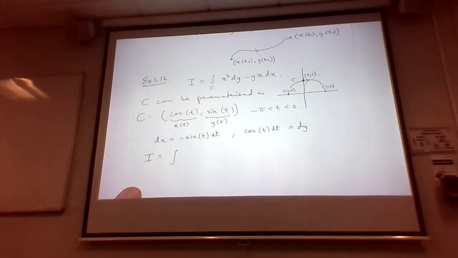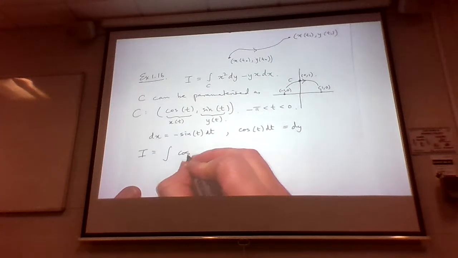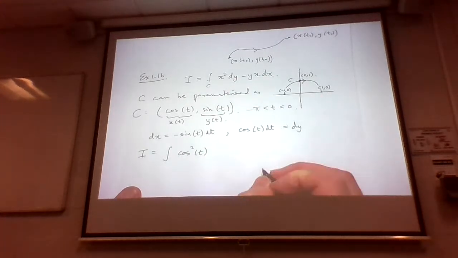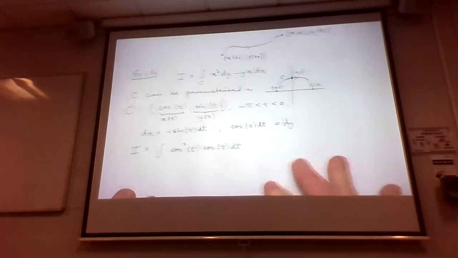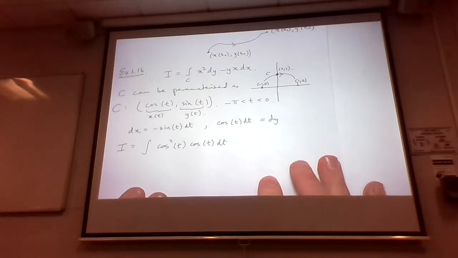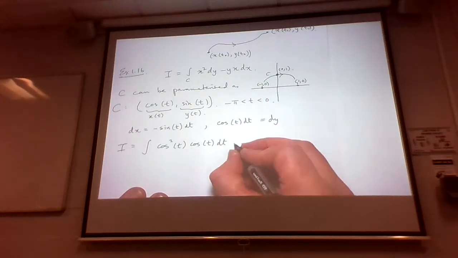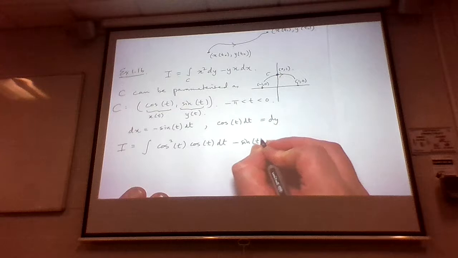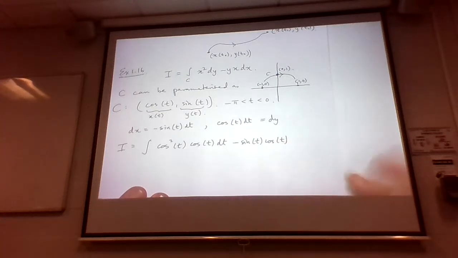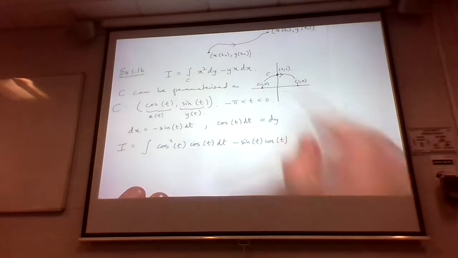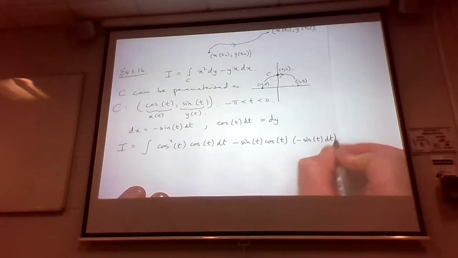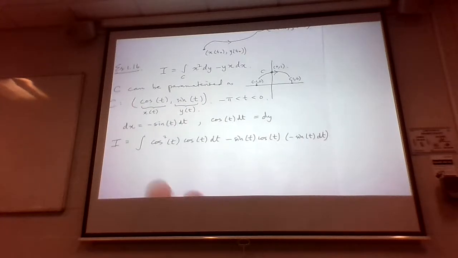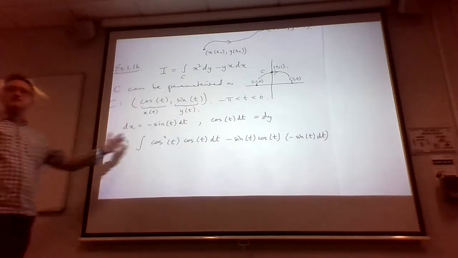Okay, so the integral becomes x squared, which is cosine squared of t, times dy, which is cosine of t dt. Then we've got minus yx, which is going to be minus the sine of t, cosine of t. That's the minus yx part, but then you're multiplying by dx, which is minus sine of t dt. Now everything is quoted in terms of t.